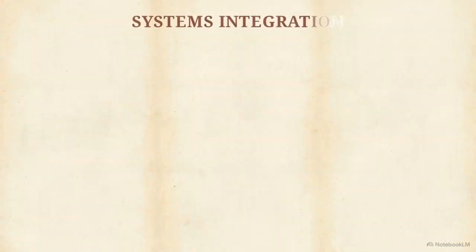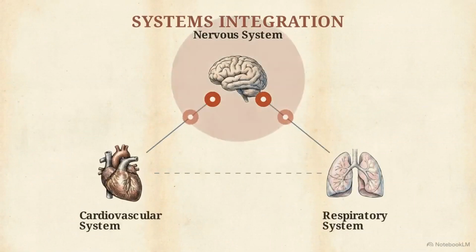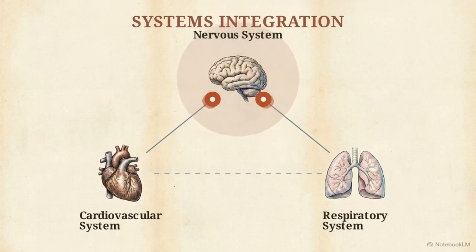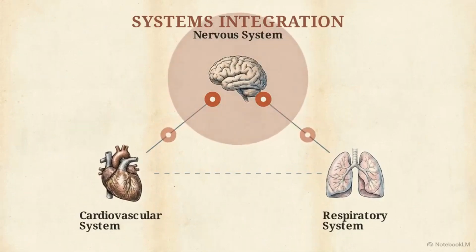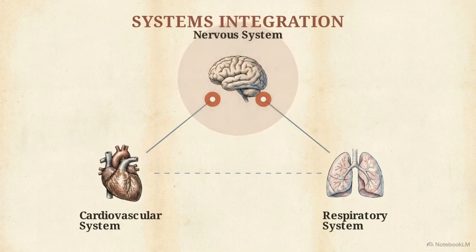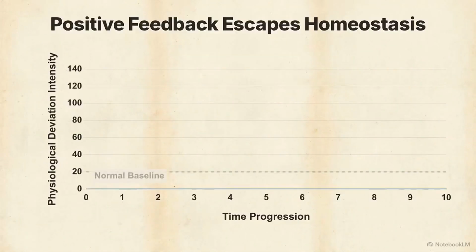A negative feedback loop like thermoregulation proves that survival requires coordination. Multiple organ systems must execute precise functions across physical space simultaneously to maintain balance. While negative feedback corrects a deviation, the body also utilizes positive feedback. In this process, the initial stimulus produces a response that intentionally amplifies the original change in conditions.